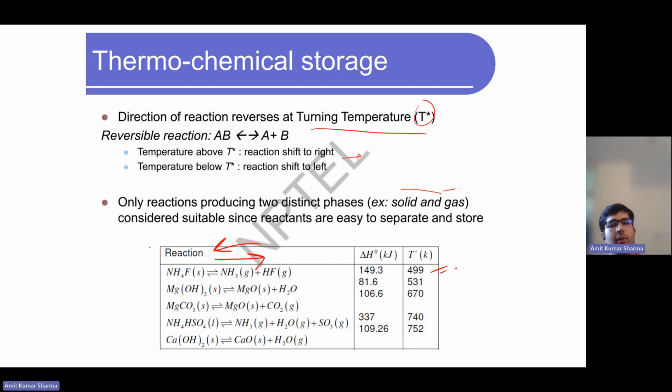Similarly, Mg(OH)2 is solid and becomes MgO solid plus H2O liquid. Okay, so in this we have two phases. And similarly Ca(OH)2 solid becomes CaO solid plus H2O gas, or you can say steam. So in this we can also easily separate these.